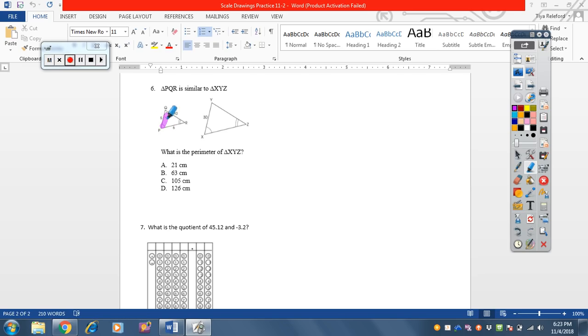Number 6. Of course, you need to color code. And the question is the perimeter. So you are going to have to find the missing sides. It's going to be a lot of work. We want the perimeter of XYZ. So we're going to have to find this missing side and this missing side. And then you're going to have to add them up.